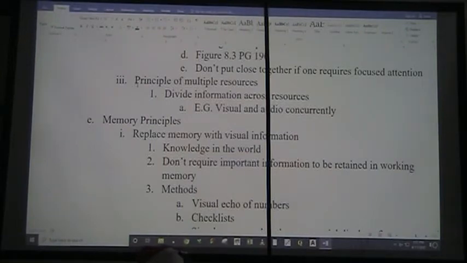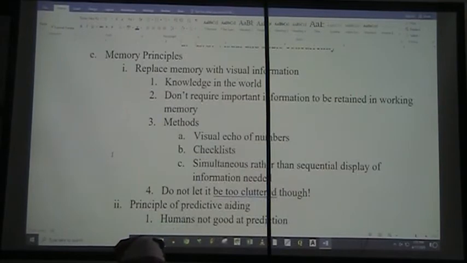The third principle is the principle of multiple resources. Divide that information across resources. If you have visual and audio going, you'll be able to comprehend both rather than two visual displays or two auditory things happening at the same time. Same thing if you could make part of it a physical situation. All right.